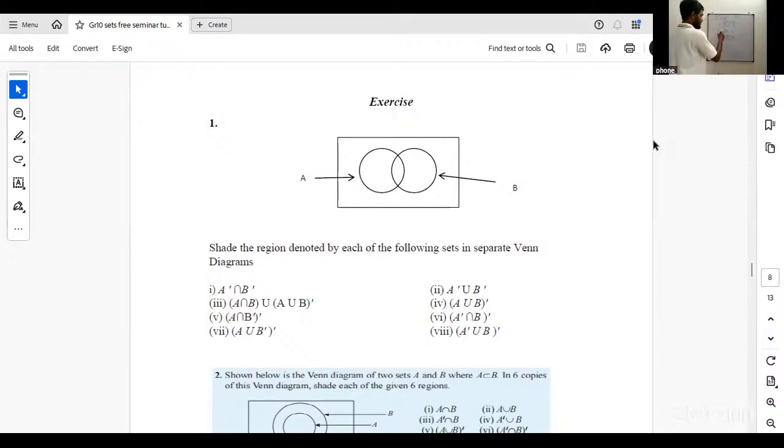Second Roman number, A dash union B dash. So this region comes, this one comes, and this one also comes. Not the middle part. Without the middle part, all the other regions come. You have to shade.